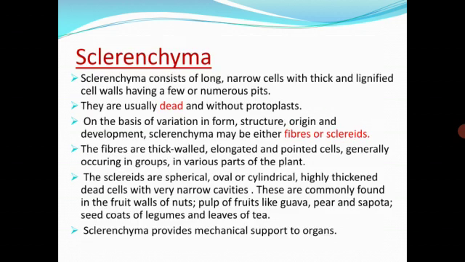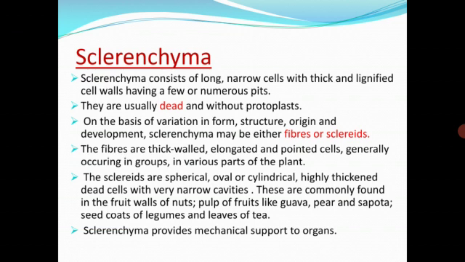Coming to the next one, sclerenchyma. Sclerenchyma consists of long, narrow cells with thick and lignified cell walls having a few or numerous pits. They are usually dead and without protoplast. So these cells are dead. Why? Because they lose the protoplast at maturity, because of which they are called as the dead cells.